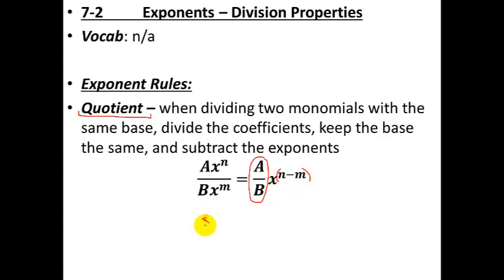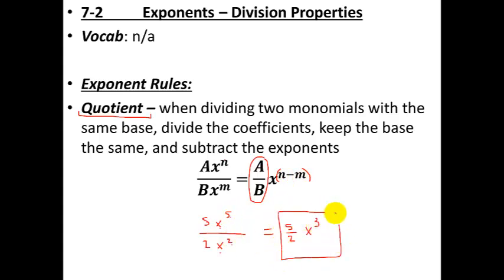So for example, 5x to the fifth over 2x squared. Okay, 5 divided by 2 can't reduce, so you leave that as 5 halves. X to the fifth over x squared, you subtract the exponents. 5 minus 2 is 3.